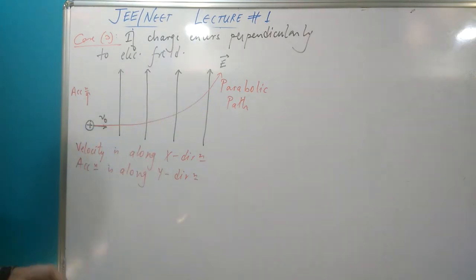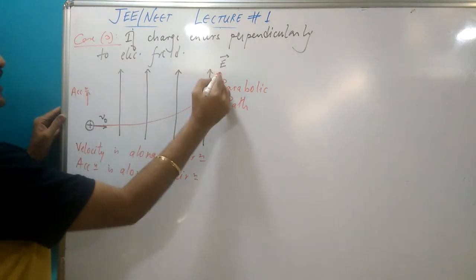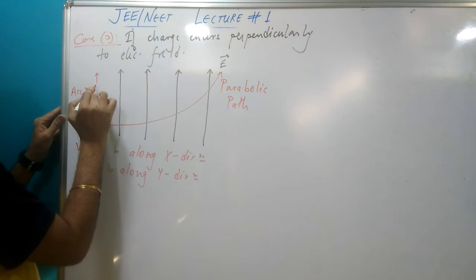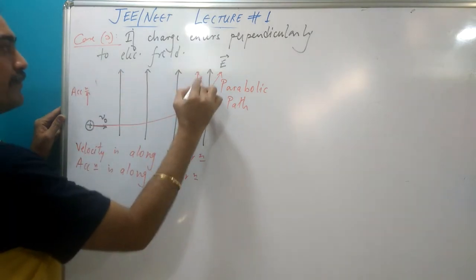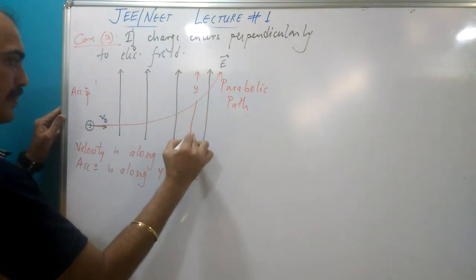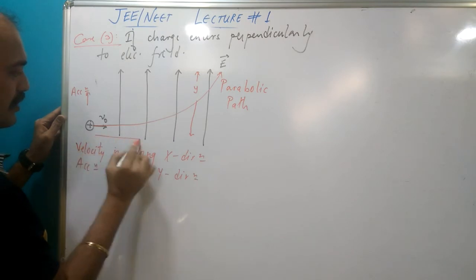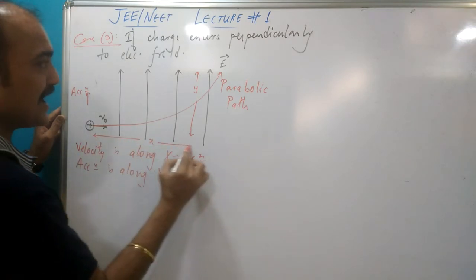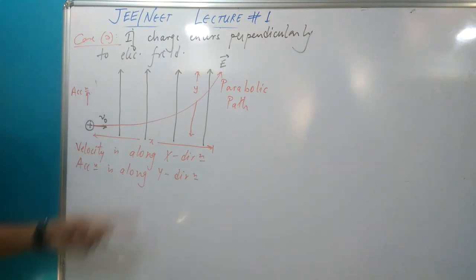But what are the parameters? How much distance? Let us say till here it has traveled distance y. And from here, it has traveled distance x. I want to know the values of x and y. How are we going to go about it? Don't worry.